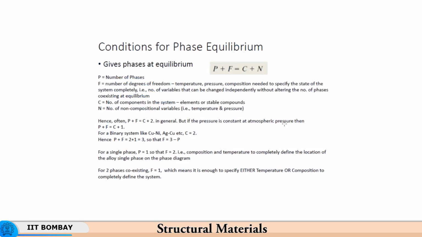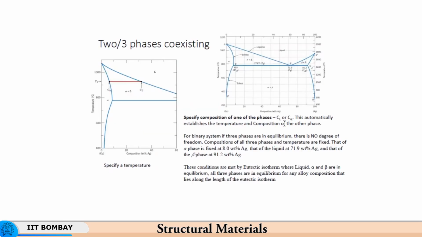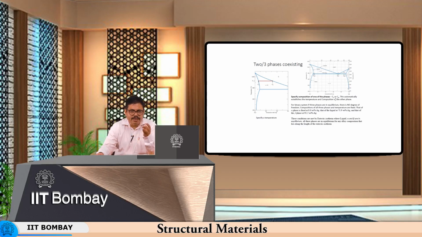F equal to 3 minus P, is it not? So, now if the number of phases in equilibrium P is 3, then F, the degree of freedom, is exactly 0, which also means that there is no need to specify anything. You don't need to specify the chemical composition or the temperature.